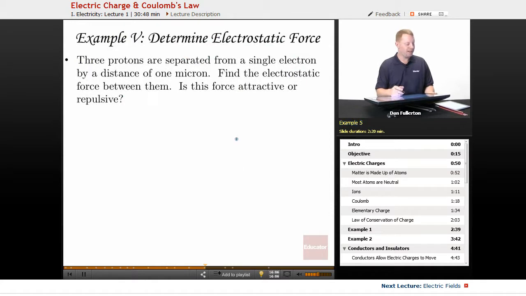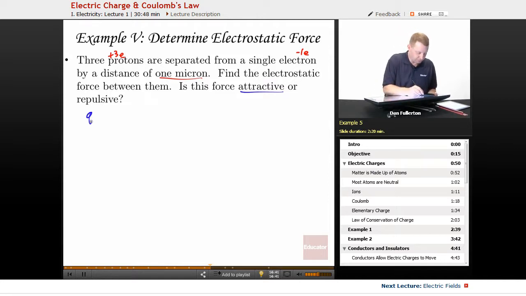All right, determining the electrostatic force. We have 3 protons separated from a single electron by a distance of 1 micron. So 3 protons, plus 3 elementary charges, separated from a single electron, minus 1 elementary charge, by a distance of 1 micron, or 1 times 10 to the minus 6 meters. Find the force between them, and is it attractive or repulsive? Well, let's do the easy part first. Attractive or repulsive? They're opposites. They must attract.